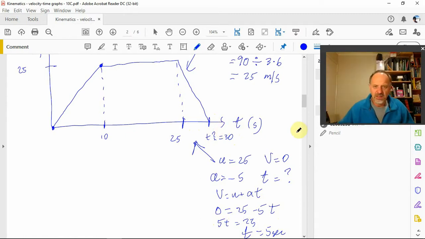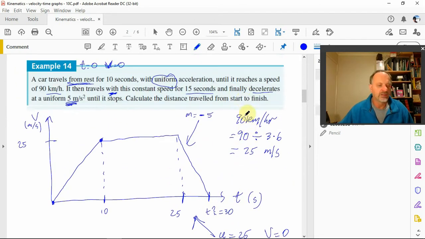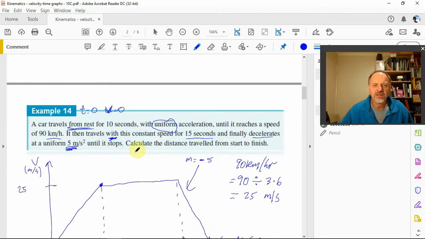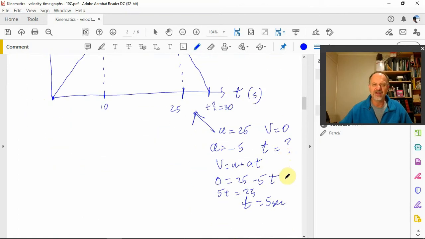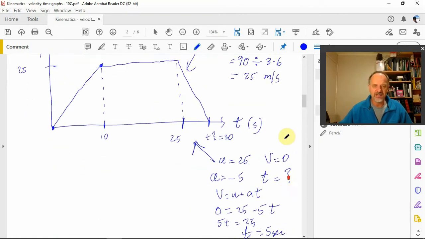So now I've got all the information on my graph. It says calculate the distance from start to finish. You notice I dealt with all of that stuff, filled in the graph before I even got to that. And so distance is what we want to know, and on velocity time graphs, the distance is the area.